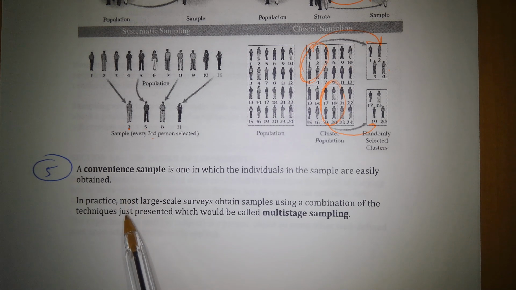In practice, most large-scale surveys from big companies obtain samples using a combination of these techniques that were just presented, and that would be called multi-stage sampling. In fact, when we talked about the stratified sampling, you'll notice that we used simple random sampling within the strata. So that was multi-stage within itself.